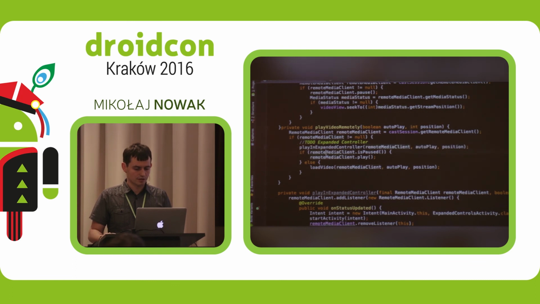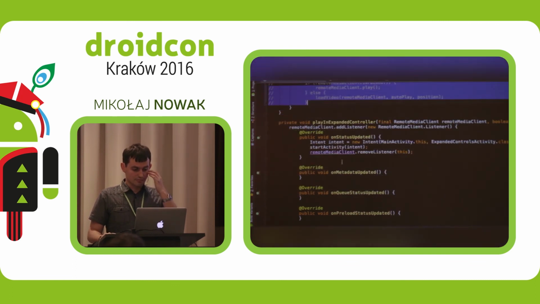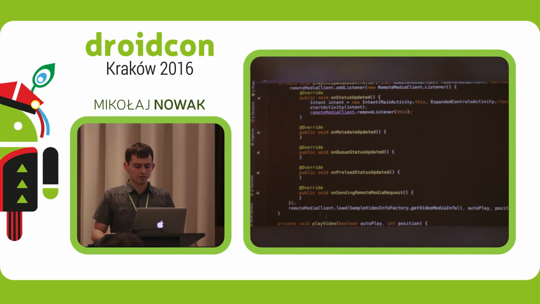And then we can use it in our activity. We are doing it this way. Google recommends to use a listener in which you are getting an on-status-updated method. It's launched when our video is loaded. So there we can start our activity with this expanded controller, and then we can remove our remote media client listener. And when the listener is set up, we can load our video.